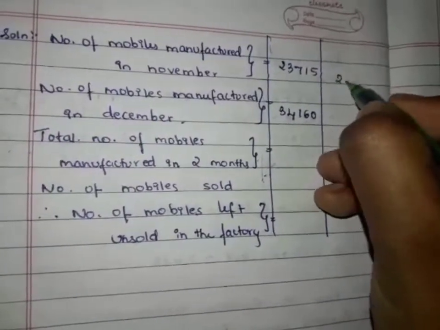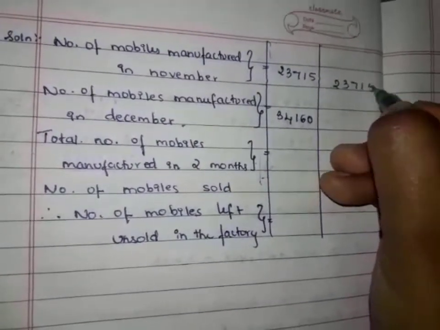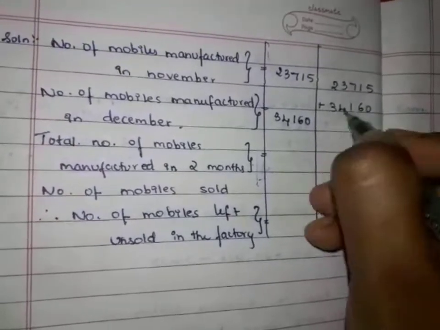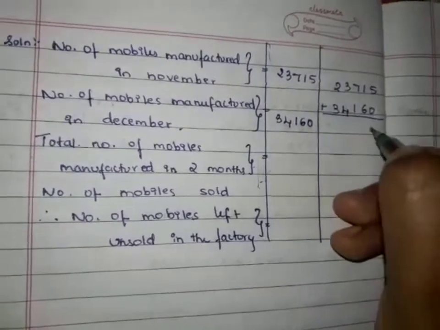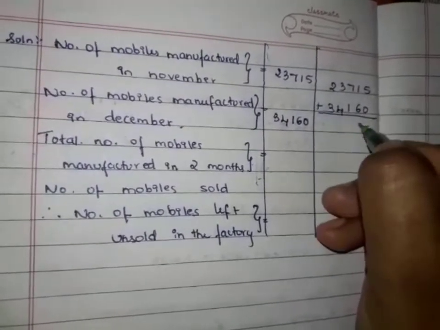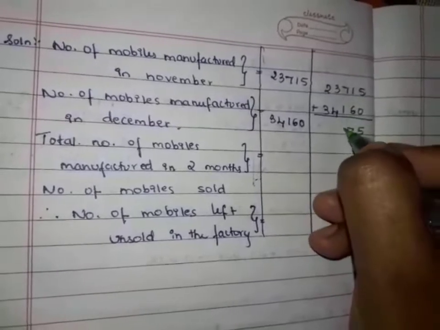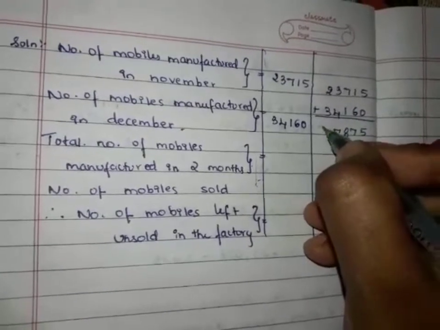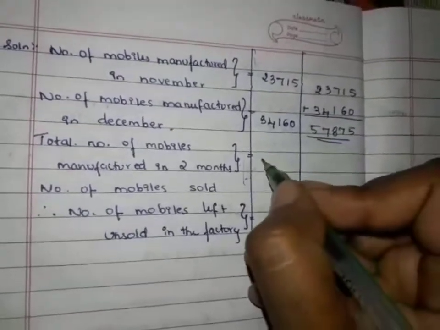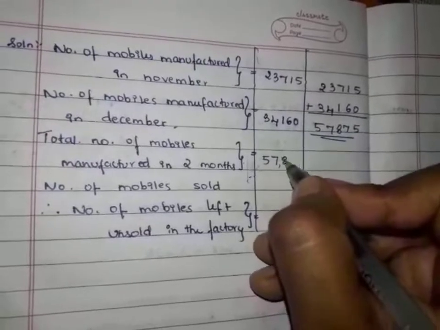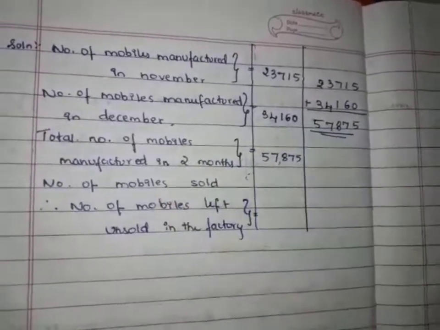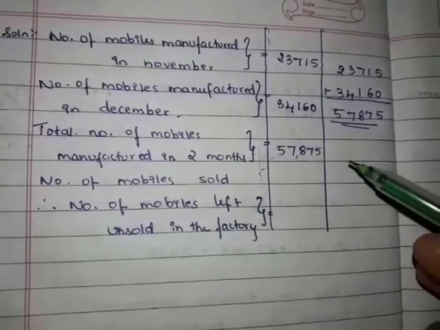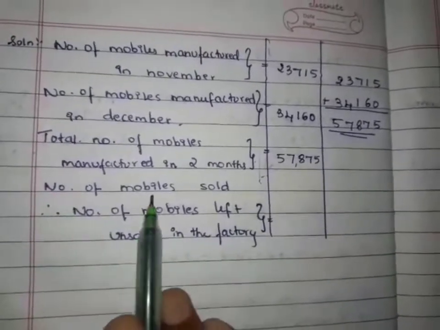That is 23,715 plus 34,160. So the answer we get is 5 plus 0 is 5, 1 plus 6 is 7, 7 plus 1 is 8, 3 plus 4 is 7, 2 plus 3 is 5. So the answer we get will be 57,875. So the total number of mobiles manufactured in 2 months is 57,875.